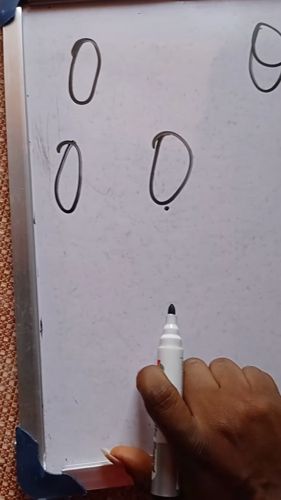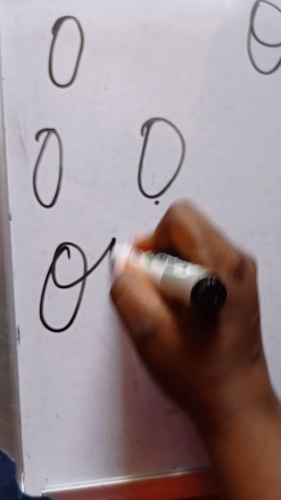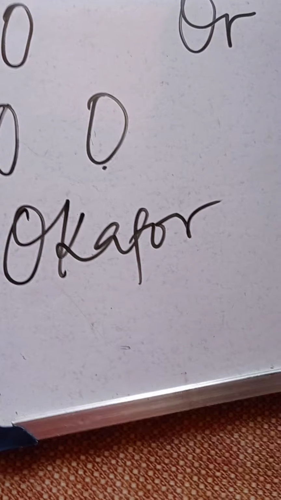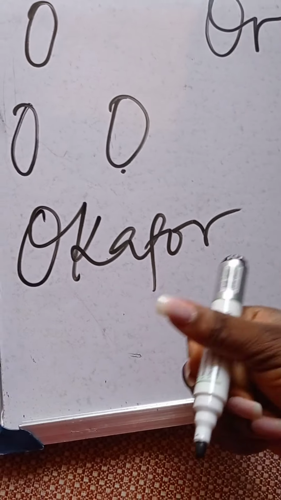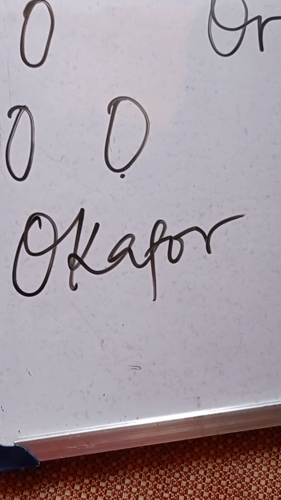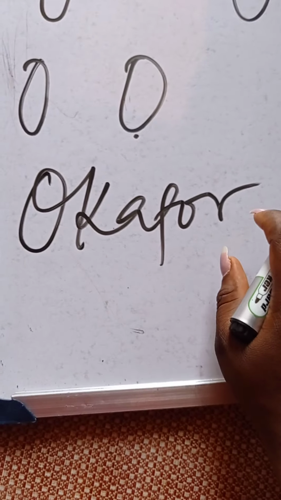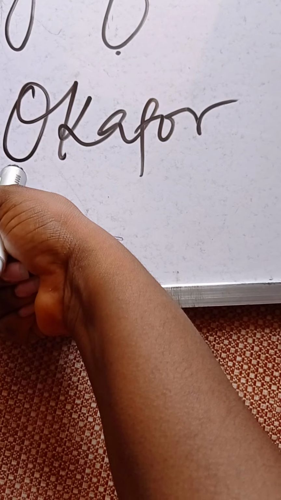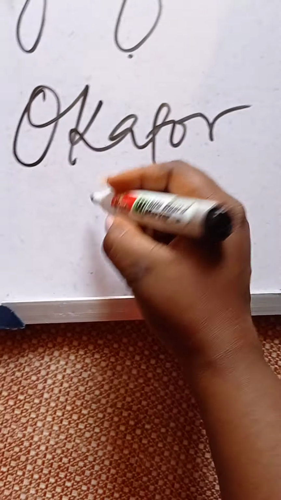I will give you an example of that. Okafo. Some people write it like this. Most people write it like this. We all know why. But this is wrong in Igbo language. We have two O's. You are not supposed to write Okafo like this. Totally wrong. Okafo.